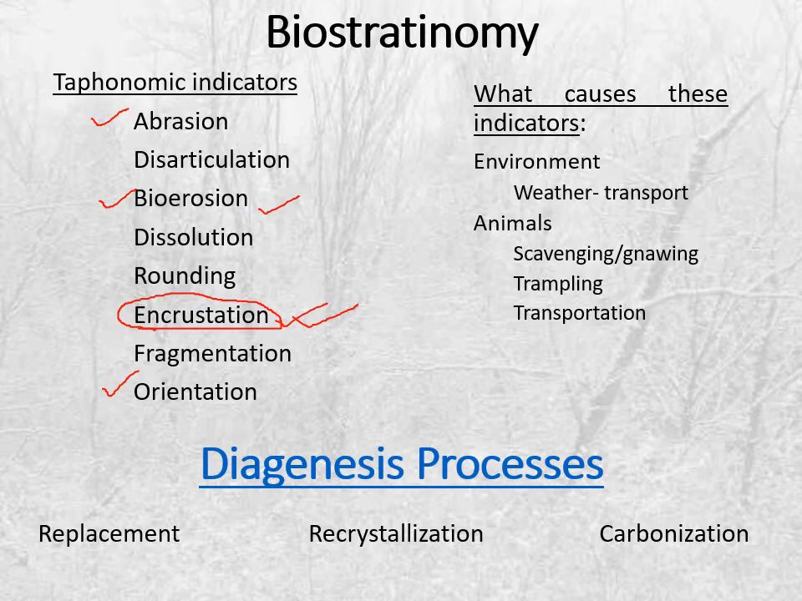Diagenetic processes, three things: replacement, recrystallization, and carbonization. These things are already described, already discussed in your previous classes. Replacement means replacement of the original material by some other kind of material. Recrystallization means the internal atomic structure is changed, but the basic chemical composition remains the same. And in case of carbonization, the organic tissues, all the chemical elements, are broken down, and only the carbon remains as it is. So that is known as carbonization.